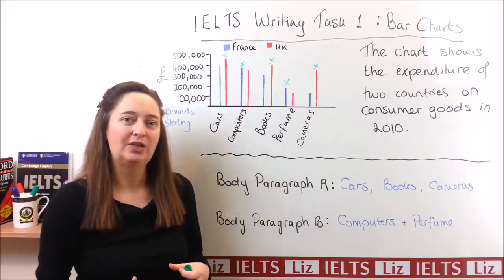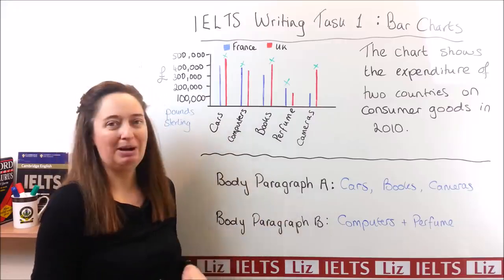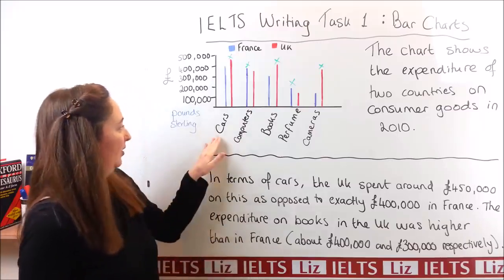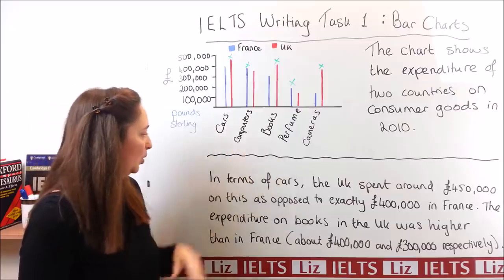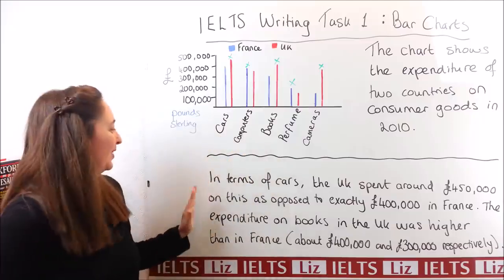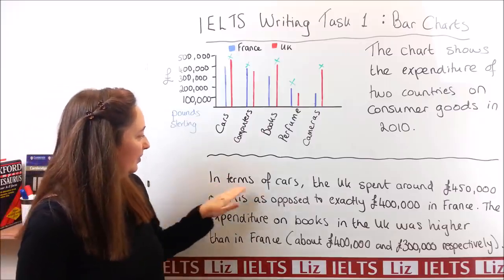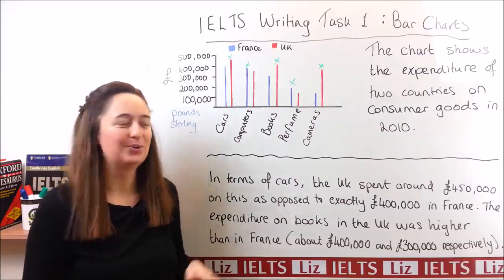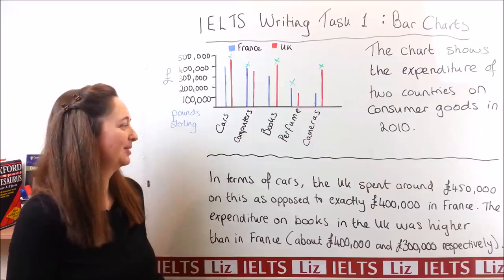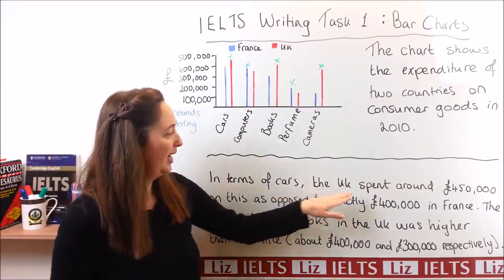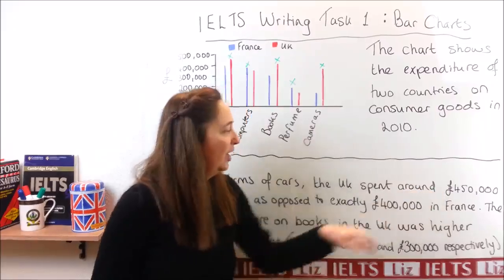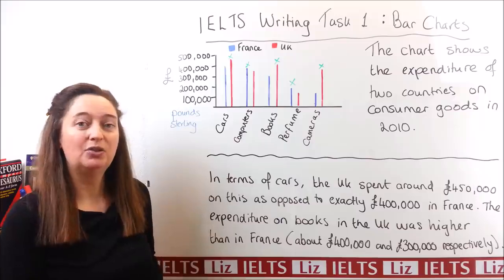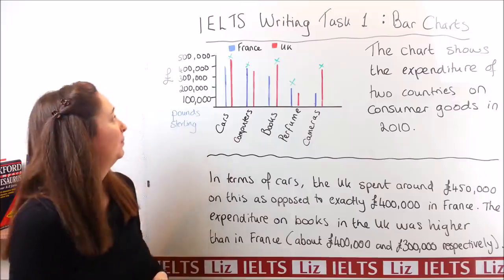Now let's just have a quick look at how to write the body paragraph. Here we have 2 sample sentences for the category of cars and books. So let's have a look. You can see that we start off with a linker. In terms of cars, this is very nice because the reader immediately knows which category we're talking about. In terms of cars, the UK spent around £450,000.